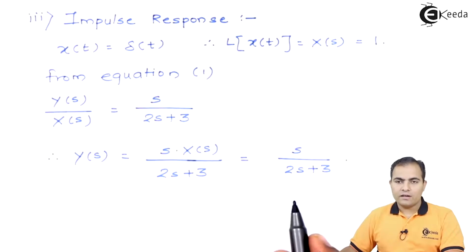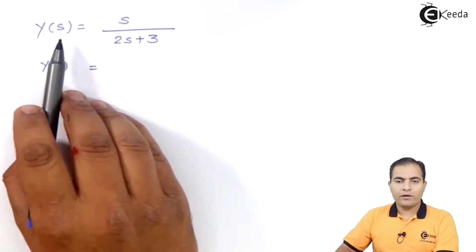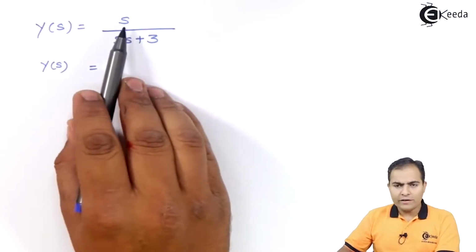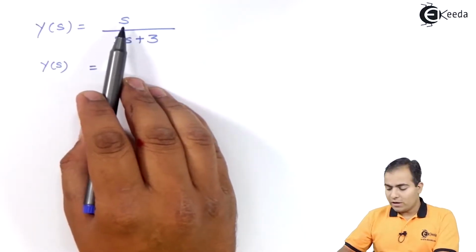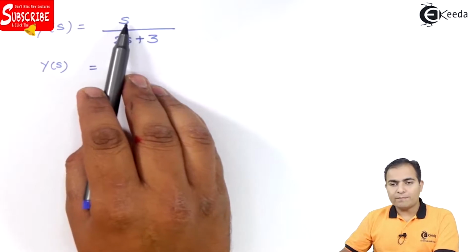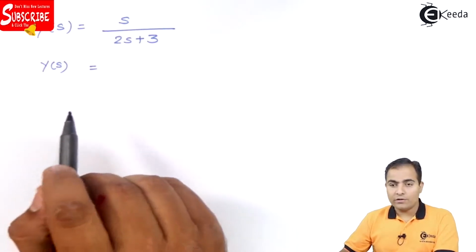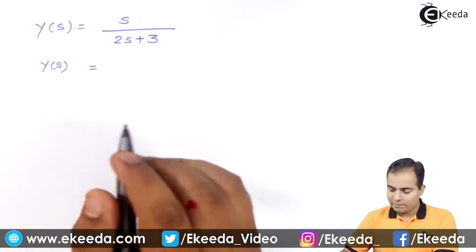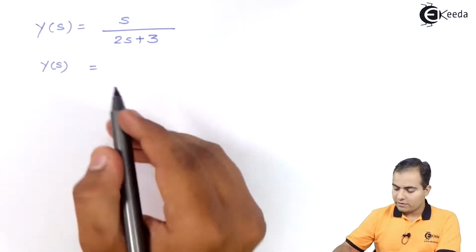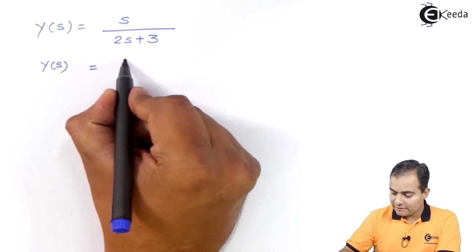How to calculate? I'll show you. What we have to do, we have to calculate Y of s. Now, in the numerator we have an s, and this will create some problem. Now, what to do? I'll do one thing. I'll add plus 3 by 2 and minus 3 by 2. Why have I added plus 3 by 2 and minus 3 by 2? You will get the idea, but first of all, let's see the result.